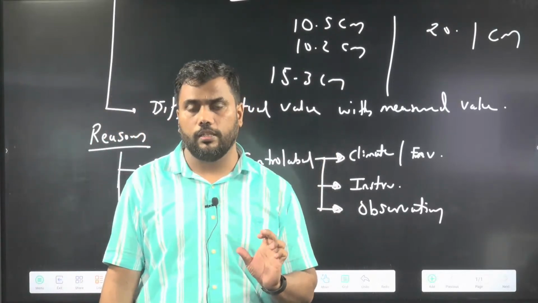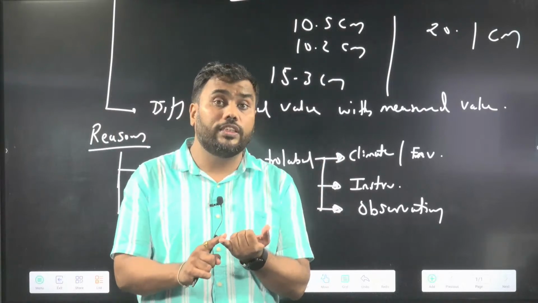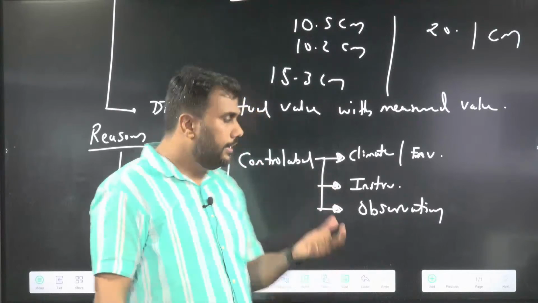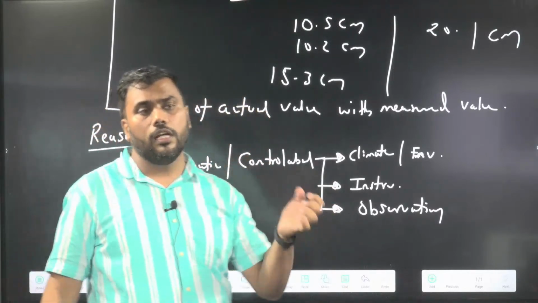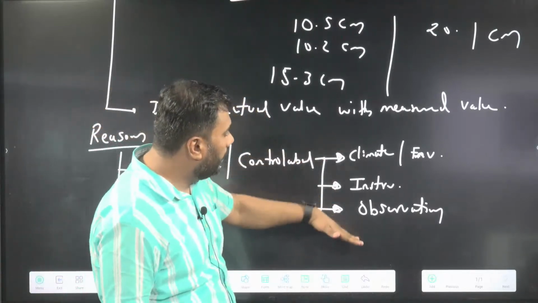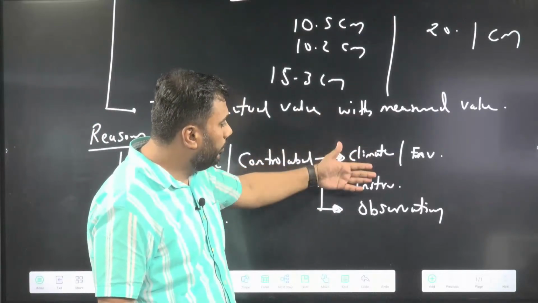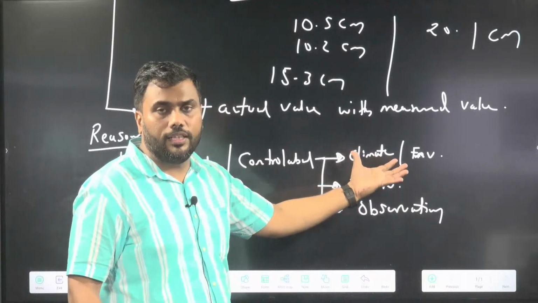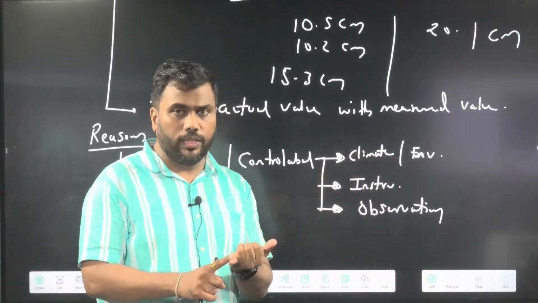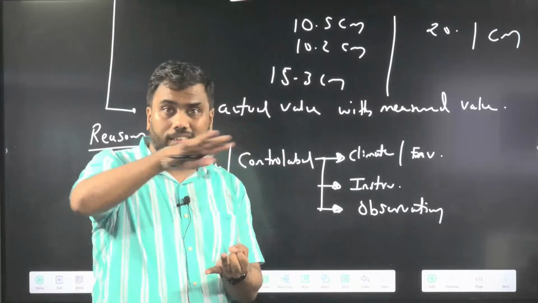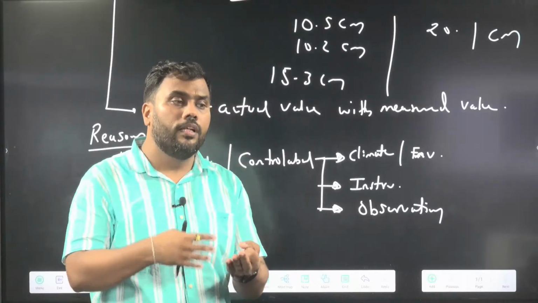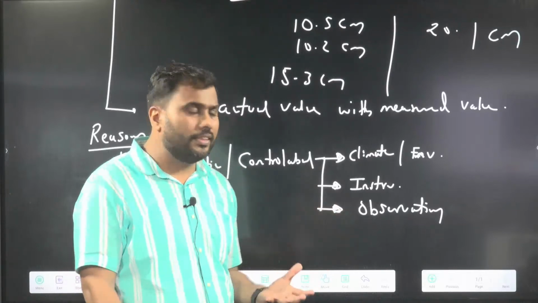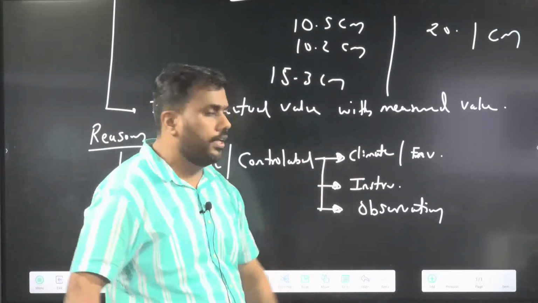Systematic or controllable errors are errors whose cause is already known to us, and hence we can avoid them. They can be divided into three categories: climatic, instrumentation, observation. Because of climate conditions we can get error, because of humidity we can get error, because of external electric fields, magnetic fields, or some other effect, or pressure might increase. So because of this climatic or environmental condition we can get error.